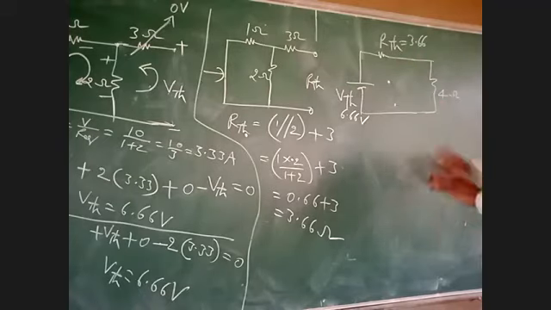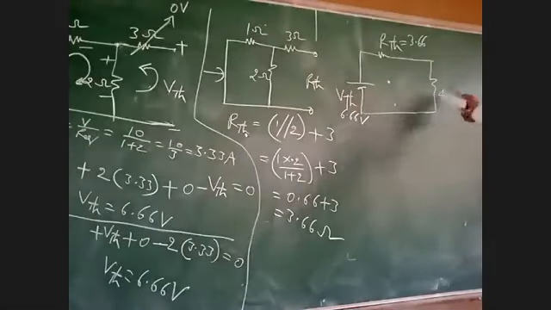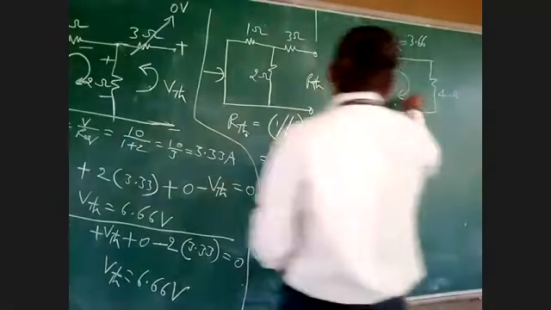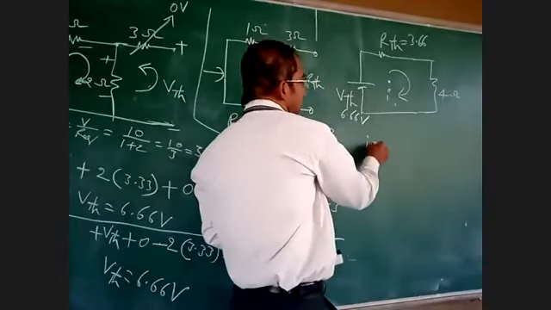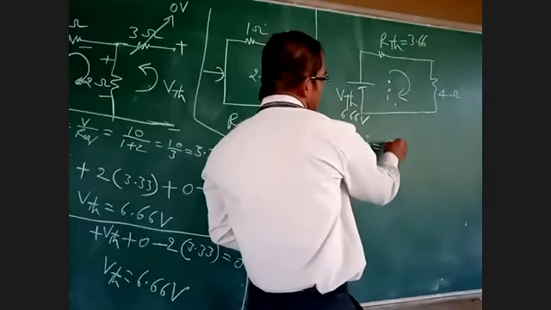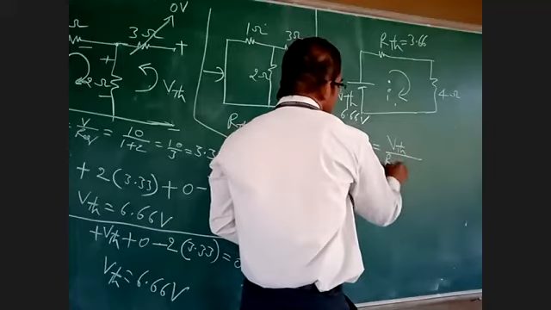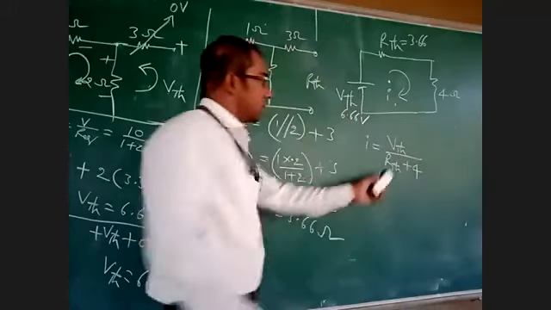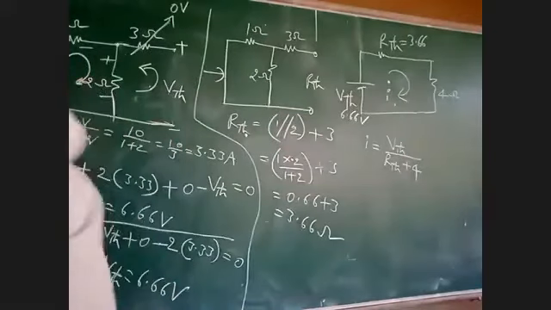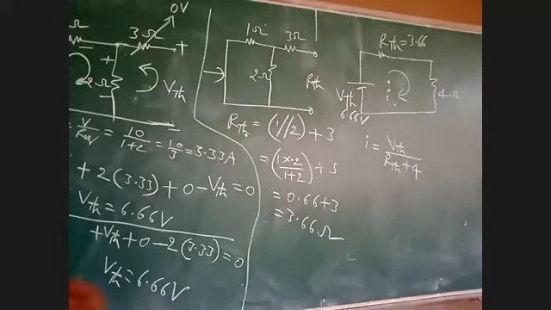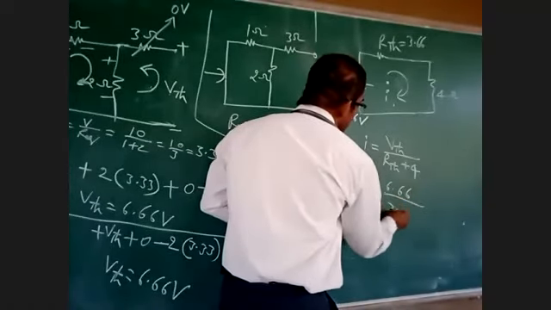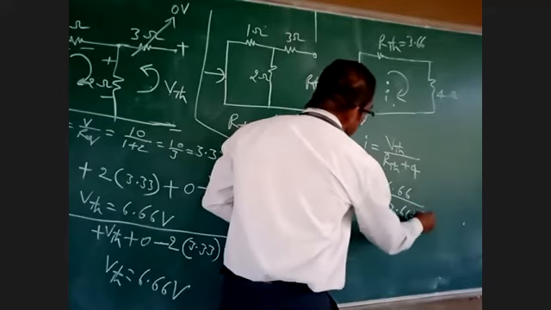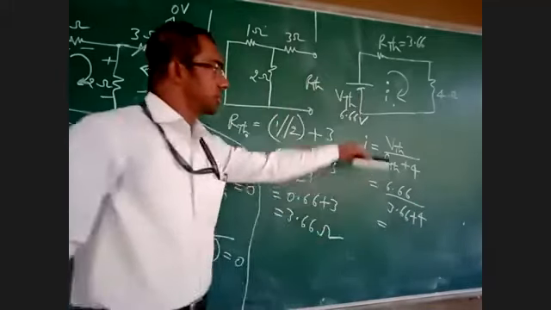Now in the problem, he is asking us to determine the current in 4 ohms. In series, current will be the same. Whatever the current was in this, the same current. Therefore, current I in 4 ohms is equal to total voltage by total resistance. RTH and 4 are in series. I is equal to V by R. That is 6.66 by 3.66 plus 4. This is the current in 4 ohms.